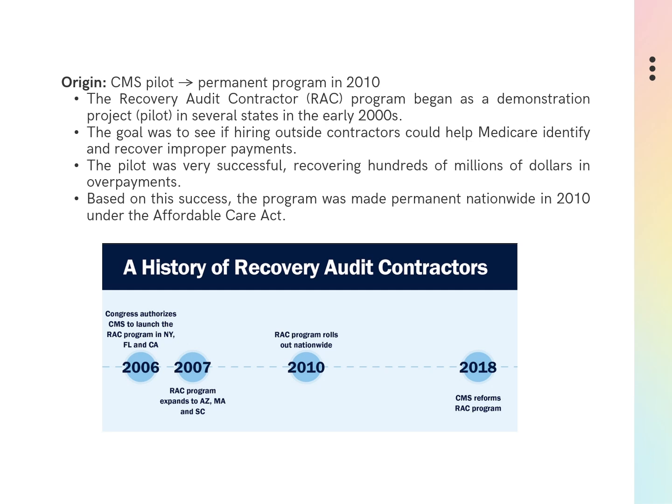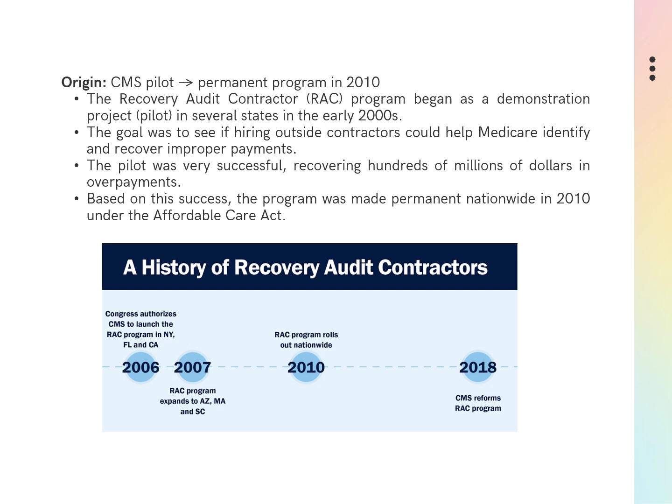Origin. CMS pilot became permanent program in 2010. The Recovery Audit Contractor program began as a pilot in several states in the early 2000s. The goal was to see if hiring outside contractors could help Medicare identify and recover improper payments. The pilot was very successful, recovering hundreds of millions of dollars in overpayments. Based on this success, the program was made permanent nationwide in 2010 under the Affordable Care Act.